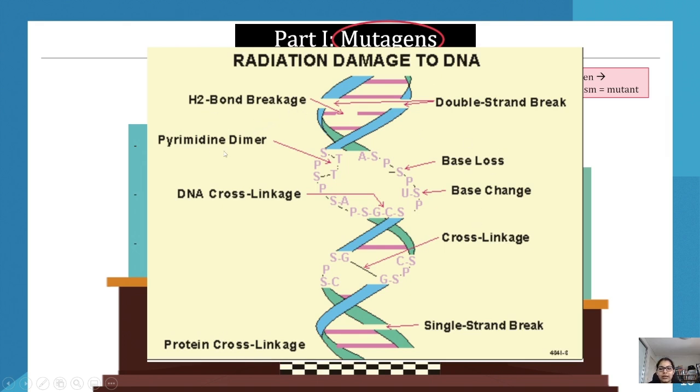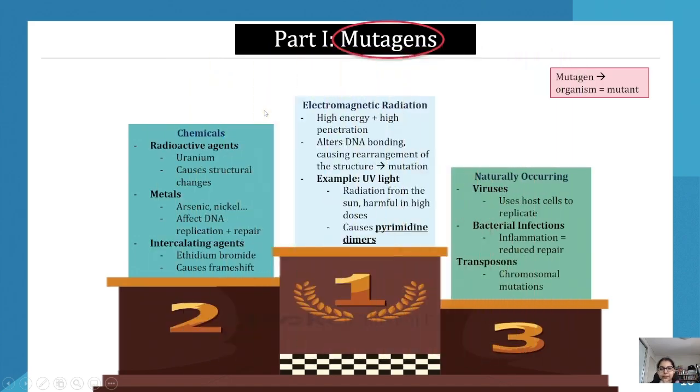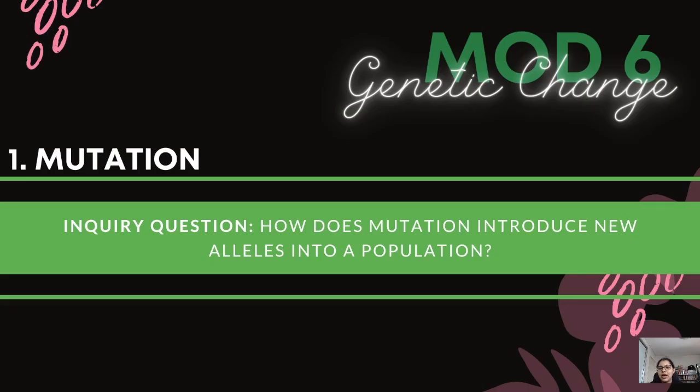And yeah, those are sort of the big ones that we need to know because they have a huge role in changing the structure of the DNA. Okay, moving on now to inquiry question 2. So how does mutation introduce new alleles into a population?